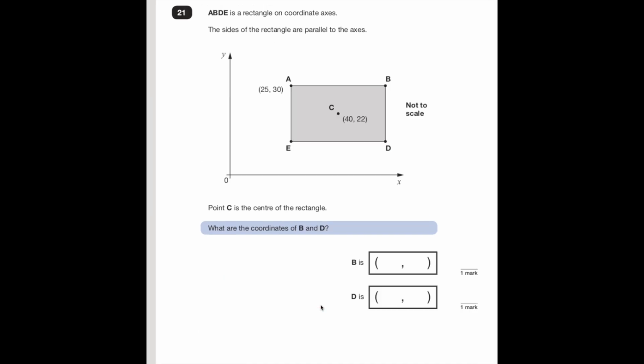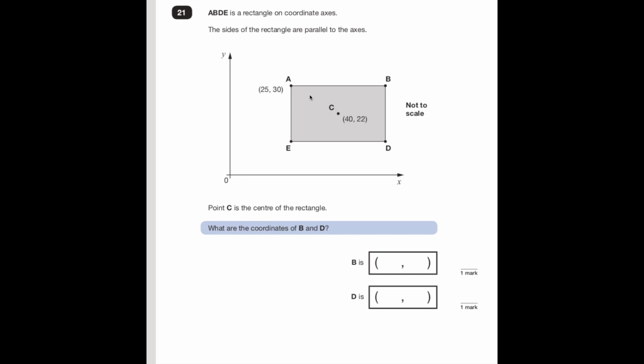Number 21. ABDE is a rectangle on the coordinate axes. The sides of the rectangle are parallel to the axes. Point C is the centre of the rectangle. What are the coordinates of point B and D? This question looks quite confusing, and because there's no increments on the x or the y axis, it can catch a lot of people out. However, if you think about this carefully, we've been given the coordinates for point A, 25, 30, and we've been told that point C is the centre of the rectangle.